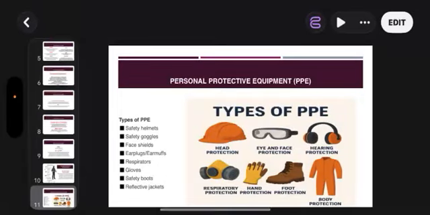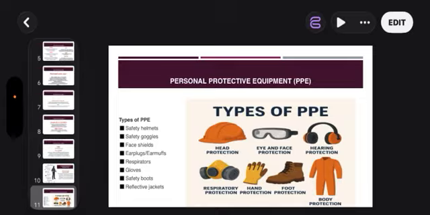Good day, everyone. So we are going to continue from the second section of the class for HSE, Health, Safety and Environment. We've had the first section and now we are going straight to the second section. Remember, we stopped at PPE. PPE means personal protective equipment.